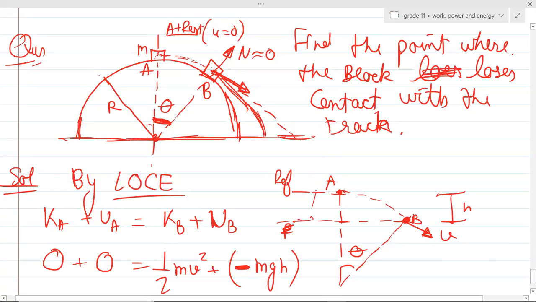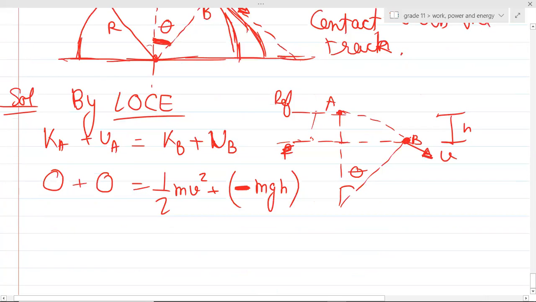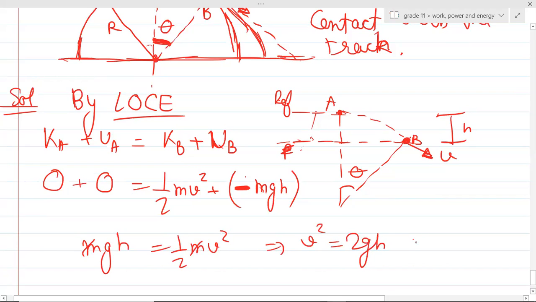So that this potential energy at point A would have come positive. If you had chosen the reference at point B, then this energy would have become 0 and this energy would have come mgh. So can you see, if I move it to the right hand side, again it's the same thing, right? So mgh is equal to half m v square, m cancels with m, and v square will be equal to twice of gh, which will be twice of g into r into 1 minus cos theta.